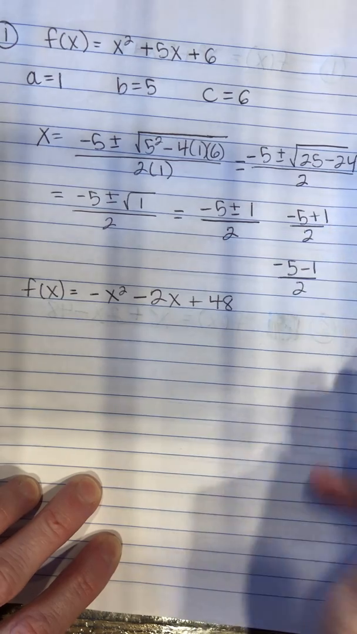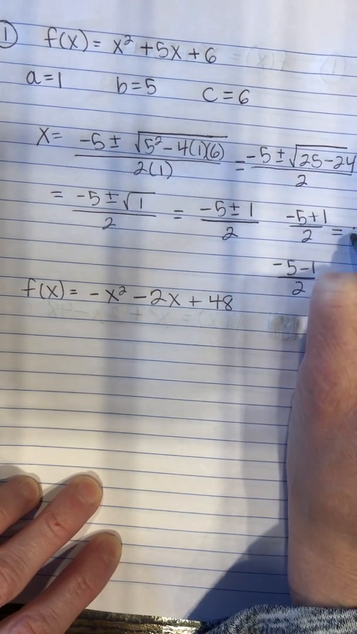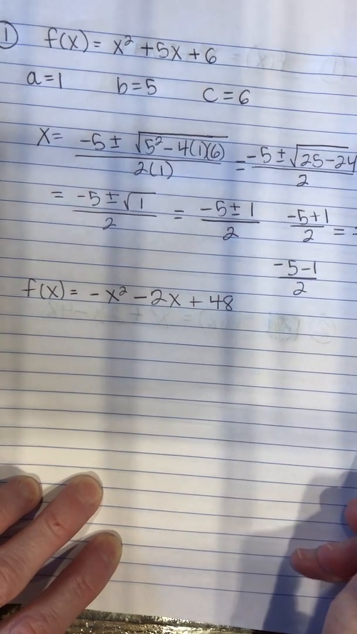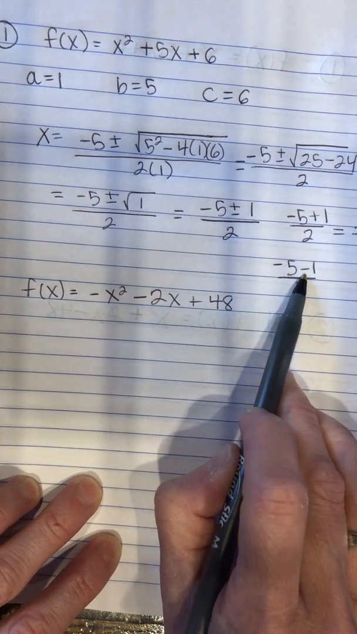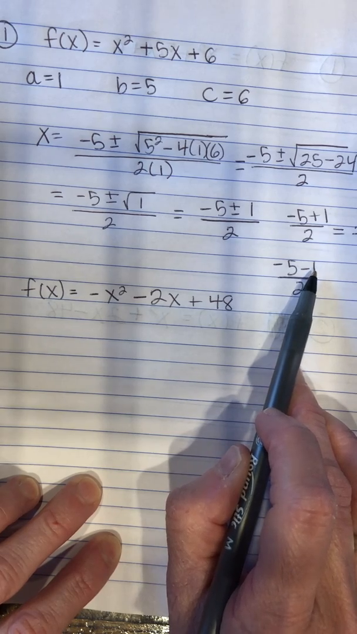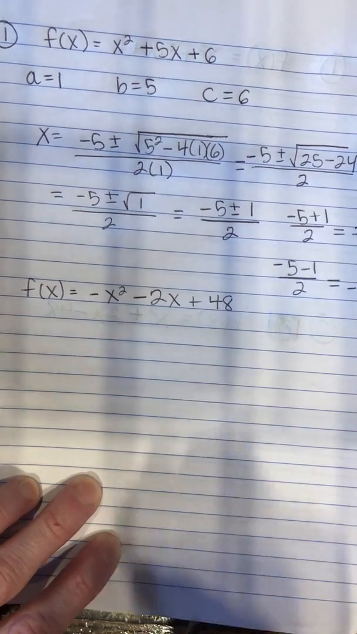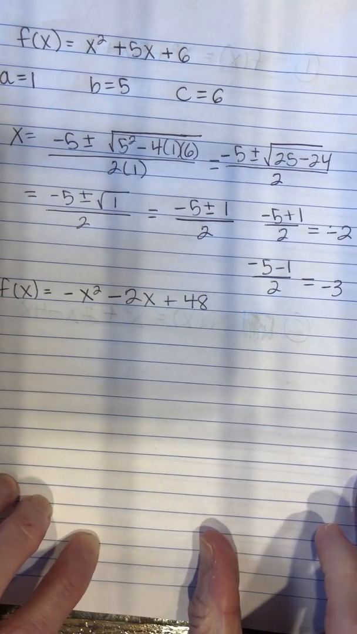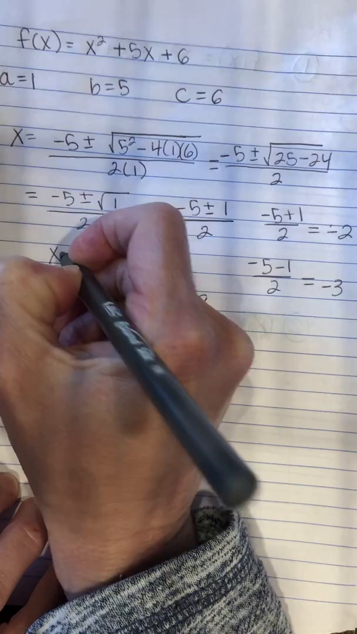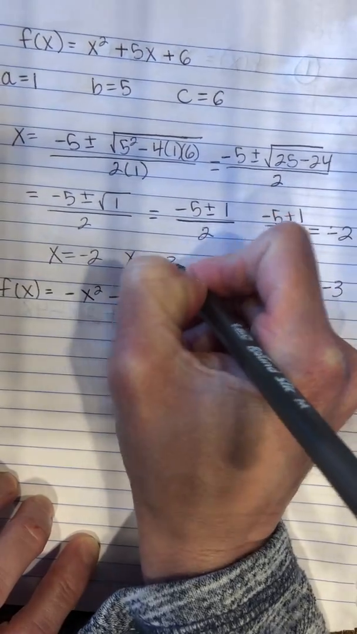Negative 5 plus 1 is negative 4. Negative 4 divided by 2 gives me negative 2. Negative 5 minus 1 is negative 6. Negative 6 divided by 2 gives me negative 3. So my two solutions here are x equals negative 2 and x equals negative 3.